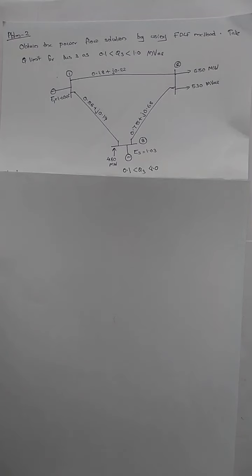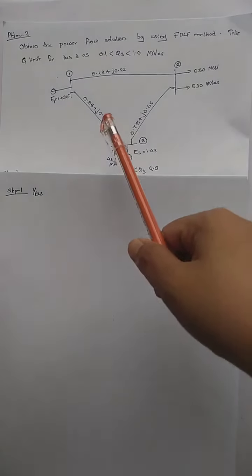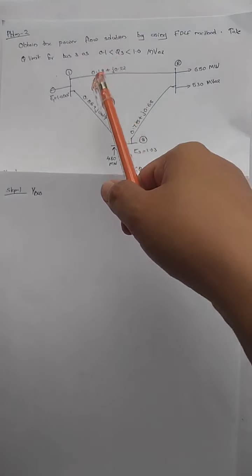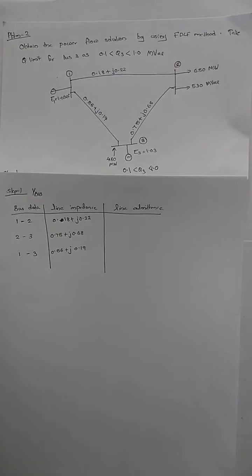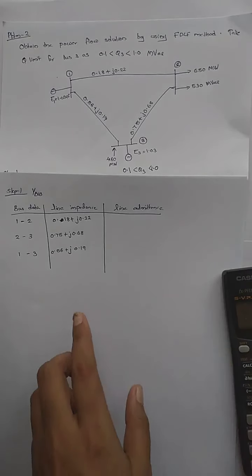First we have to find out my Y bus. Checking my transmission line parameters, plus j terms are coming, which means that it is an impedance term. Line impedance is given, so we have to construct the table. I have filled the line impedance data in my table.